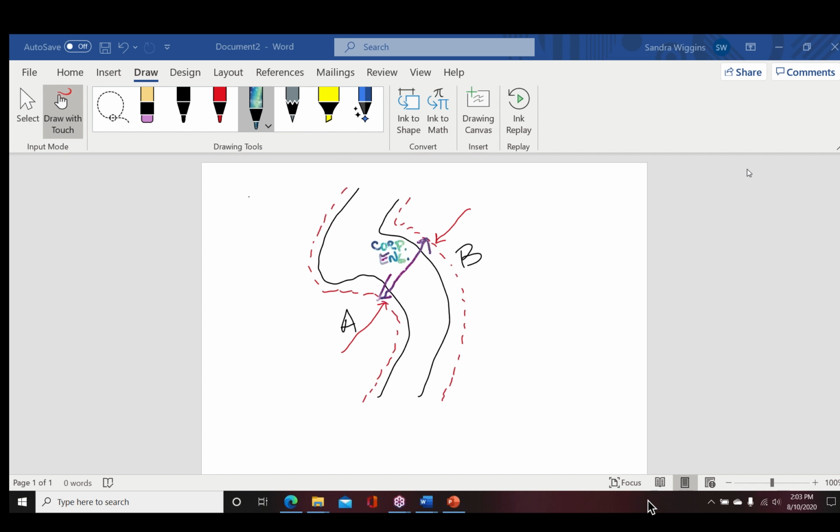Y'all, we're going to have to go faster. I know it's the first day. You're kind of getting used to it, but we're going to have to go faster to finish. Okay? Let's see. So that is riparian.